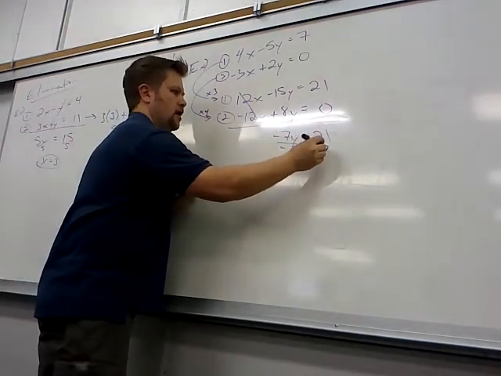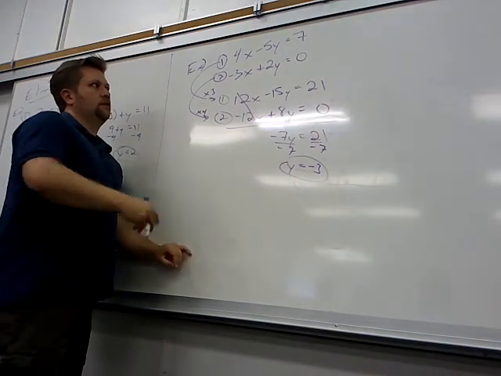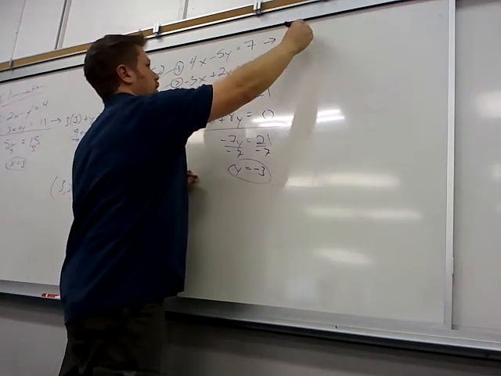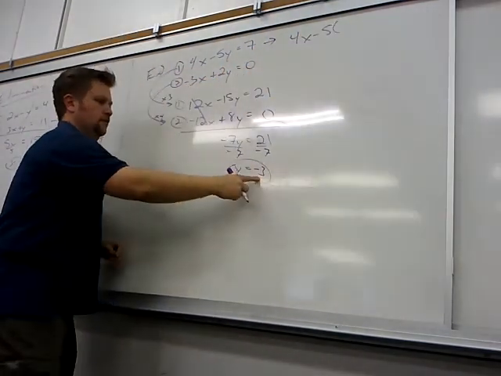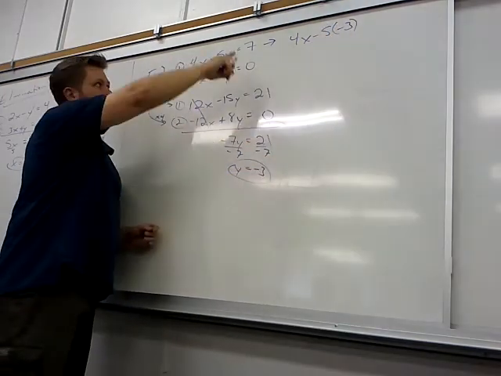Divide by negative 7, you get y is negative 3. Now you plug that back in wherever you want to. But let's do this one: 4x minus 5 times negative 3, because I know what y is now, right? I can plug that back in.